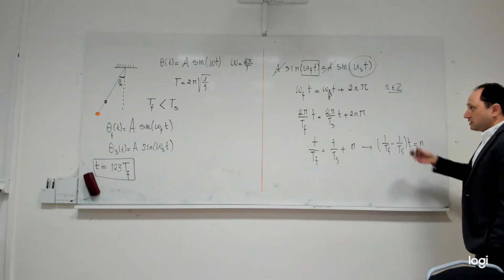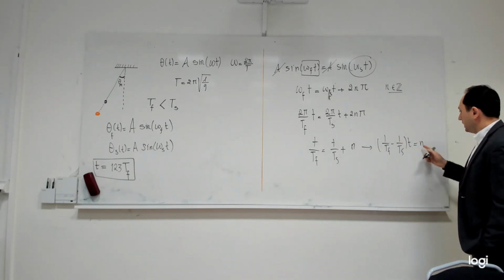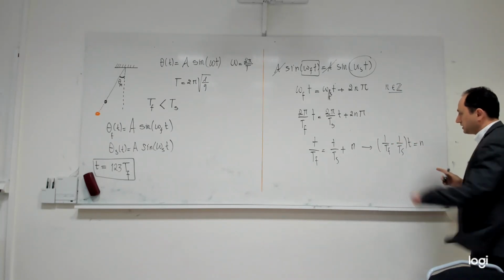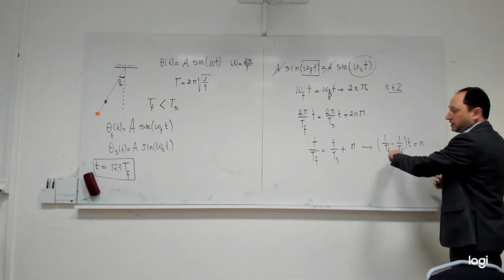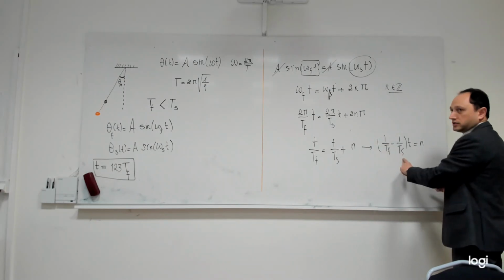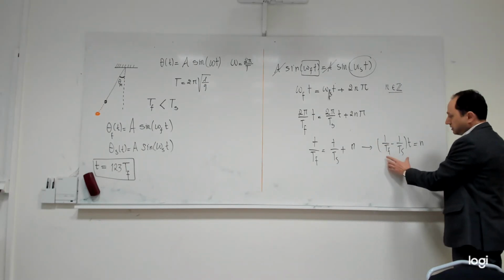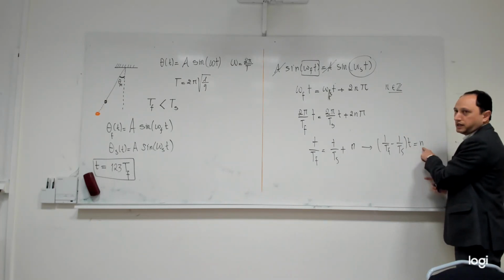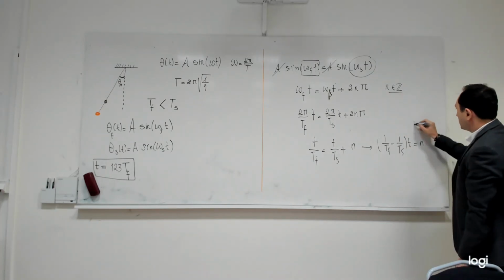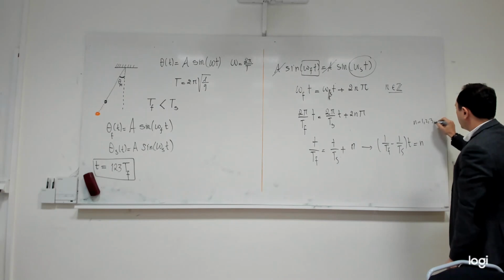But in this case, from a physics point of view, n should be positive. Yes? Because T_f is smaller than T_s, so 1 over T_f is larger than 1 over T_s. So that's a positive number, and time is also positive. So n cannot be negative. Yes? So n starts from 1, 2, 3, etc.